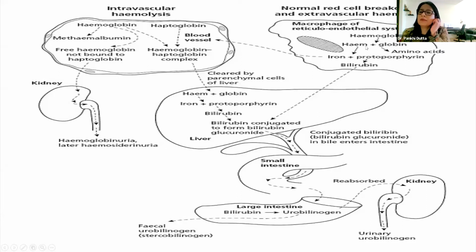The heme part, the protoporphyrin part of the heme, the iron is reutilized, and the rest is converted to biliverdin by heme oxygenase, then to bilirubin. This bilirubin gets conjugated in the liver. So when there is excessive hemolysis, this is a rate limiting step, so there will be excess of unconjugated bilirubin. And this is one of the markers of RBC breakdown.